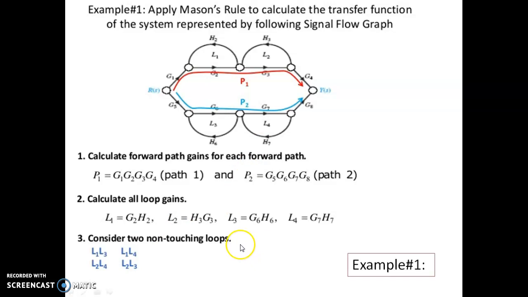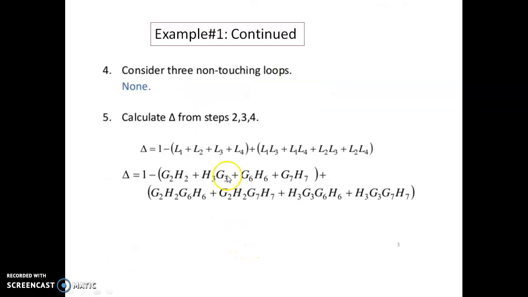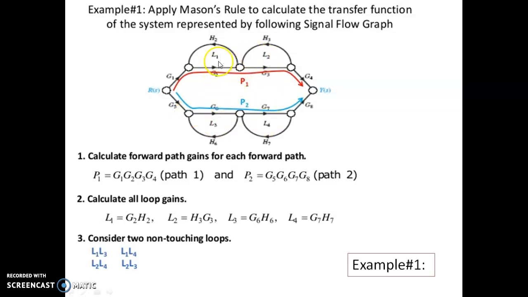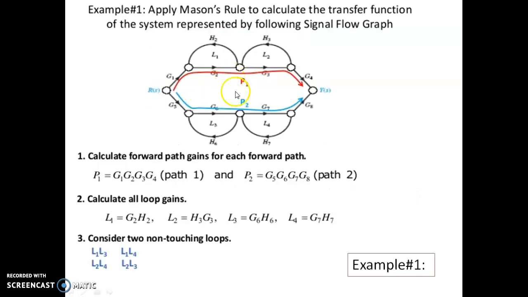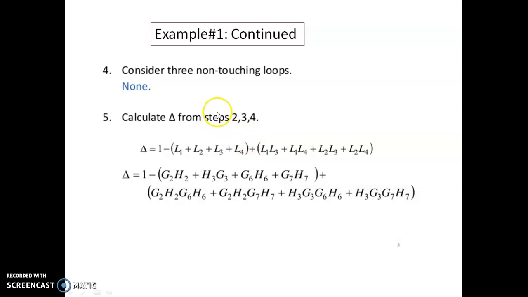Similarly, we need to find non-touching loops three at a time. Considering three loops which are not touching each other, it is not possible. So none. Non-touching loops four at a time are also not possible. So leave it. Now calculate delta.